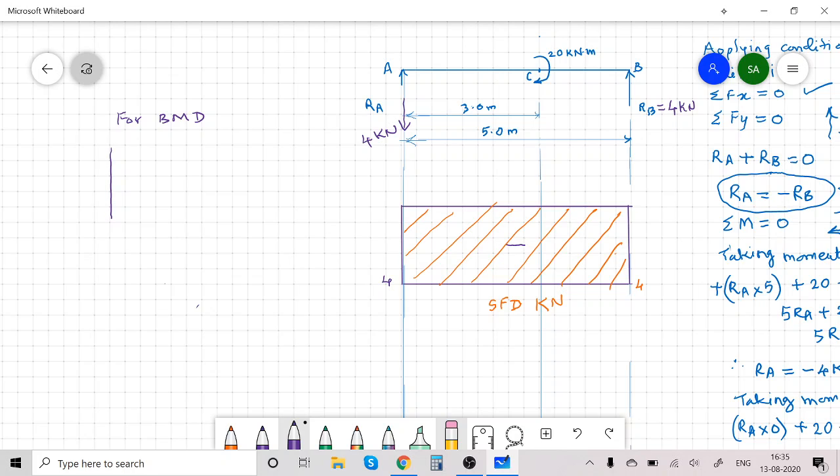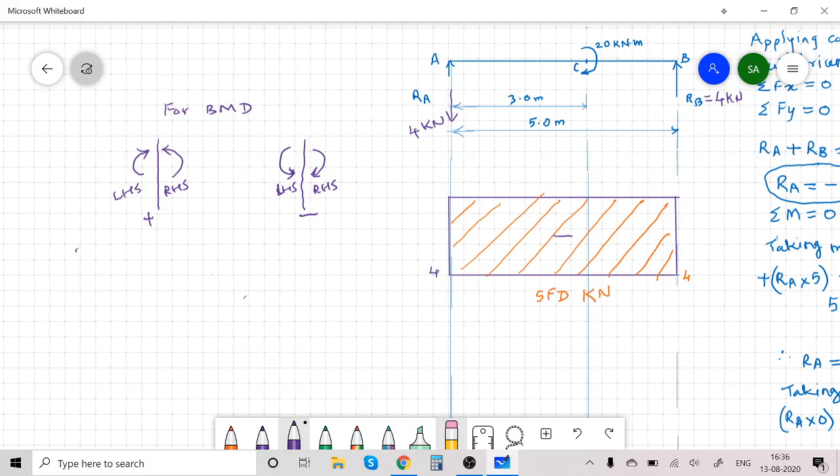let us consider this sign convention. Suppose this is a section, a clockwise movement on LHS and anti-clockwise movement on RHS. Consider positive. And suppose this is a section, anti-clockwise movement on LHS and clockwise movement on RHS. Consider negative.